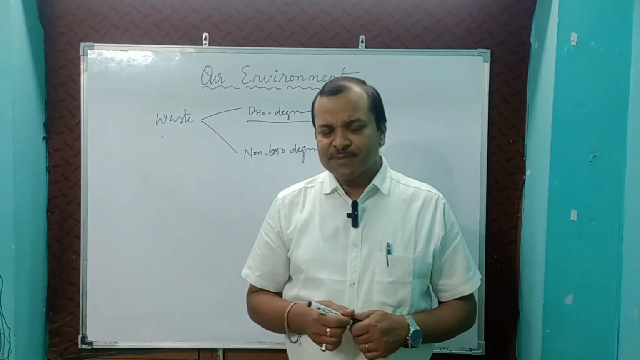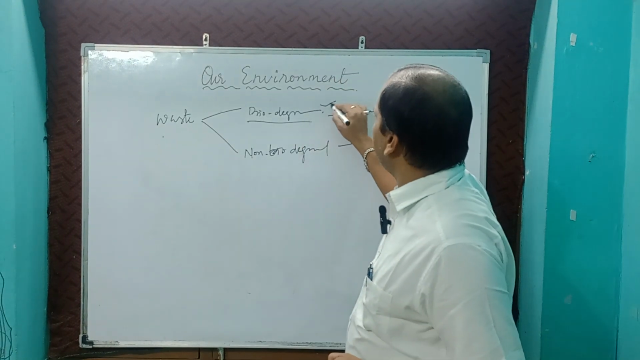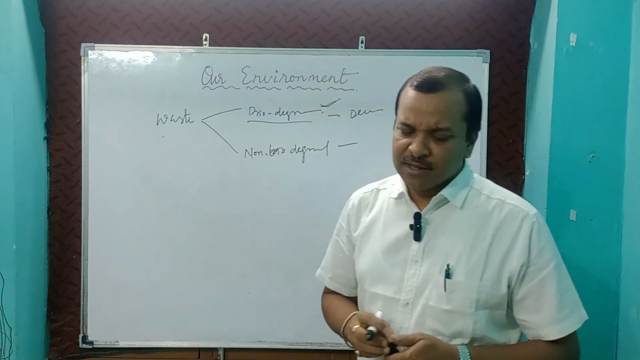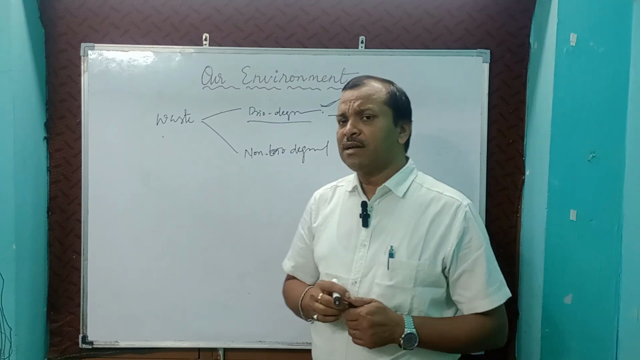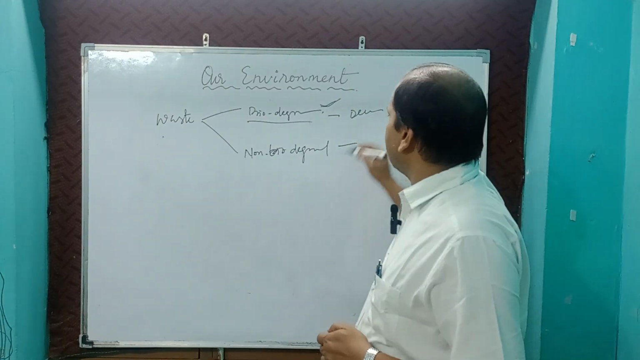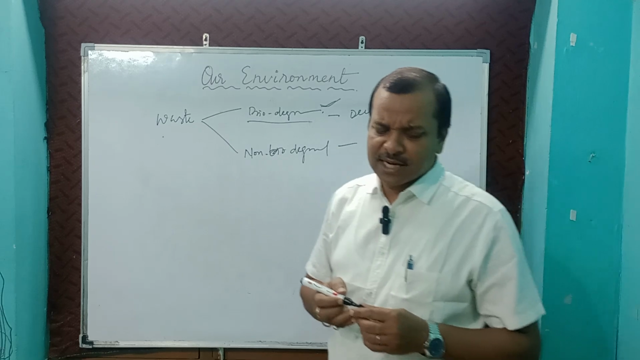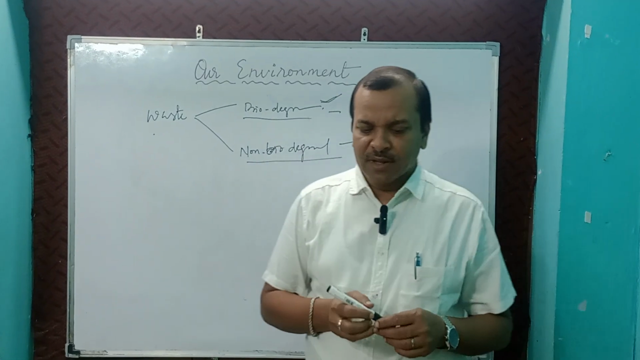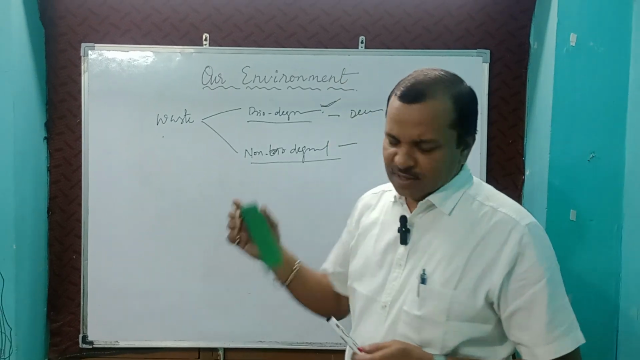Now let us discuss. These are biodegradable. Biodegradable means we are producing vegetable peels, animal waste, plant waste, dead plants, dead animals, etc. Here these are plastics, polythenes, chemicals, etc.